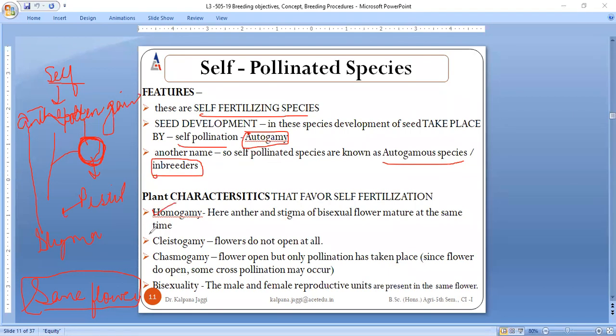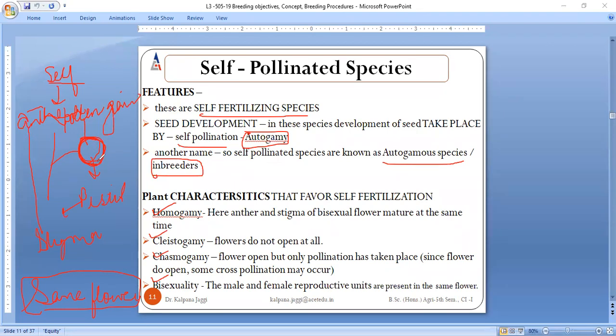I will be discussing the four parameters which are actually responsible for the self-fertilization to take place within the flower. Very first is homogamy. Homogamy means anther and stigma. This is a bisexual flower, because within this flower two kinds of sexes are present, that is one is male and another is female. So this is the reason it is said to be bisexual flower.